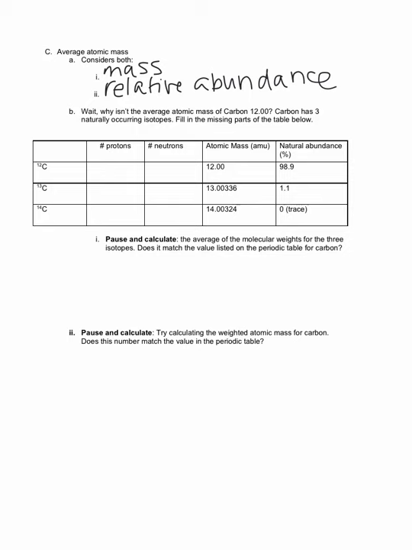So for carbon, the mass on the periodic table isn't just the mass of carbon-12. It's a weighted average of the different isotopes and the frequency at which they occur in nature. Take a look at this table below and practice your atomic notation skills to fill in the number of protons and neutrons.